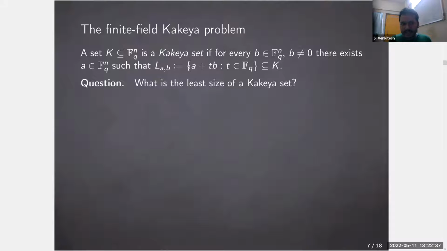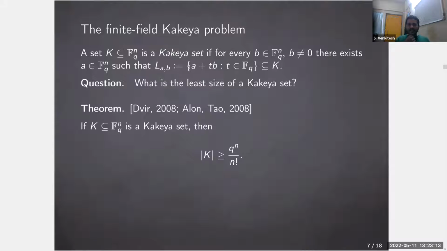For instance, can there be Kakeya sets of size q to the n minus 1 in a vector space of size q to the n? Or a Kakeya set of size q to the n by 2? Or something much smaller than q to the n, like square root of q to the n? Can there be Kakeya sets of this size? The definition says for every direction there is a line that is contained in the set. It should be indicative that the size should be fairly large, at least intuitively. Such sets cannot be very small.